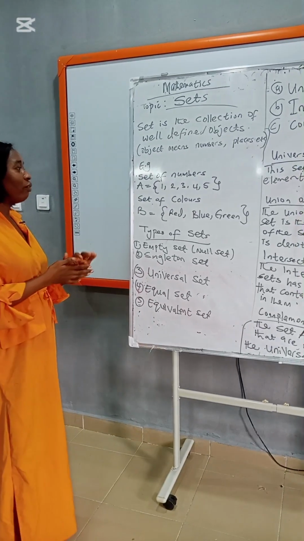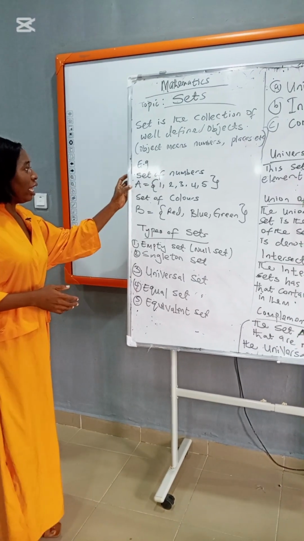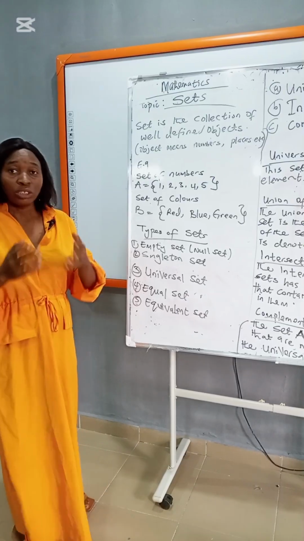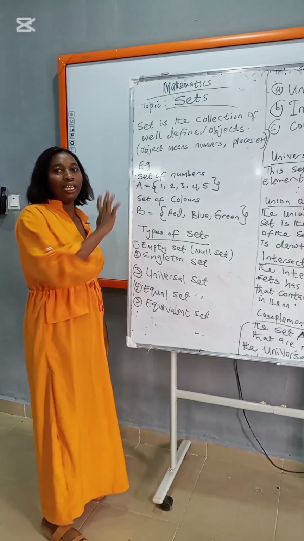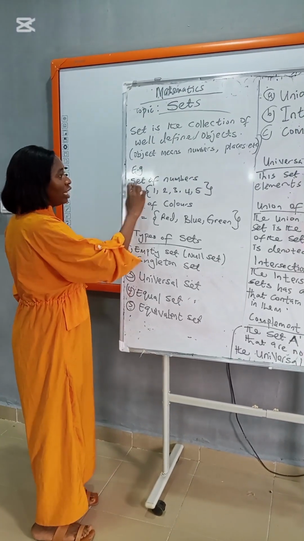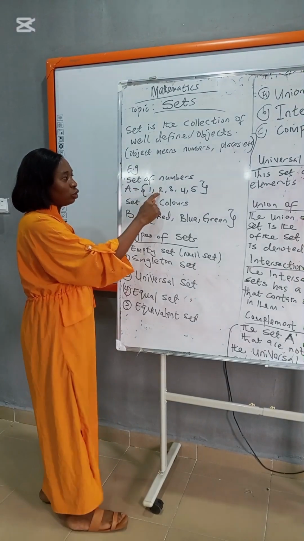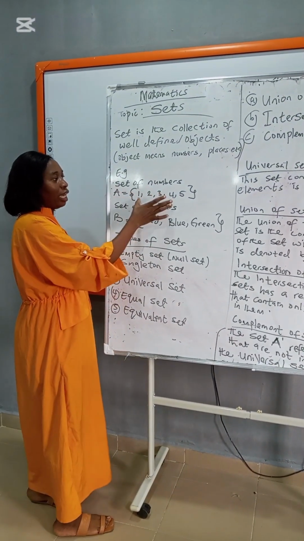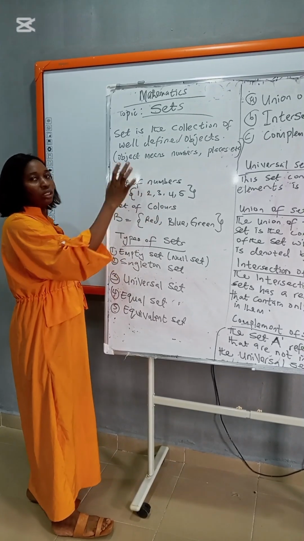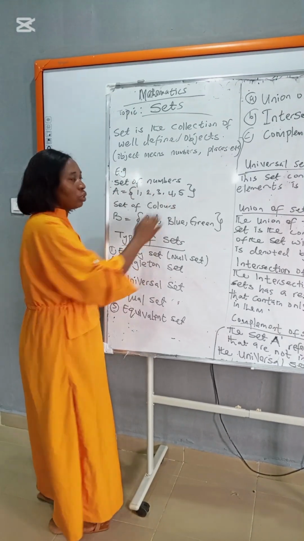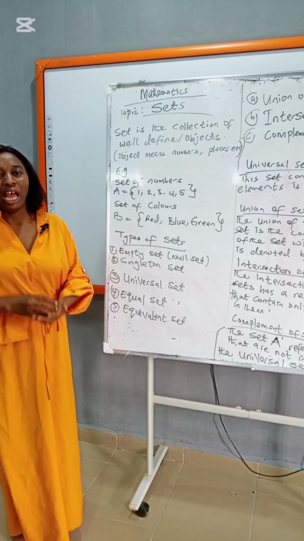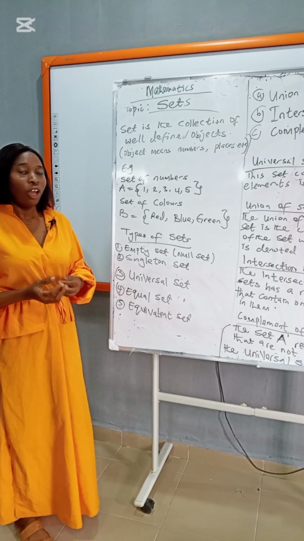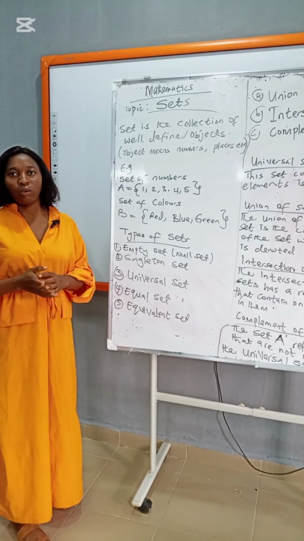So now we have a set of numbers, which is A, called a set. And a set is denoted by what? A capital letter. Then we have the set of numbers, which is 1, 2, 3, 4, 5. So this is a set A, and the set A is what? Numbers. So these numbers, we call them elements. And elements are always denoted by what? Small letters. While the set is denoted by what?